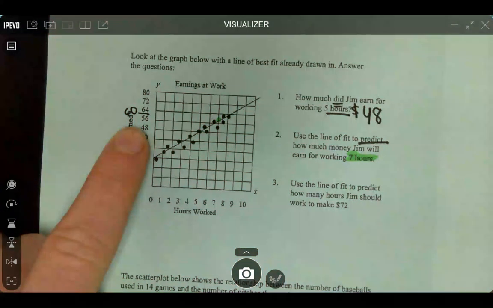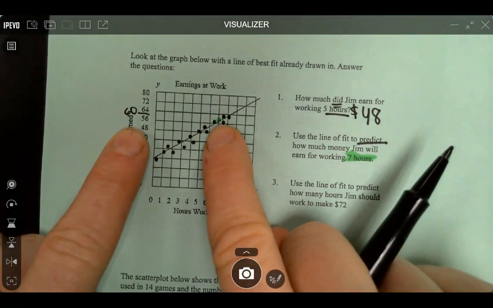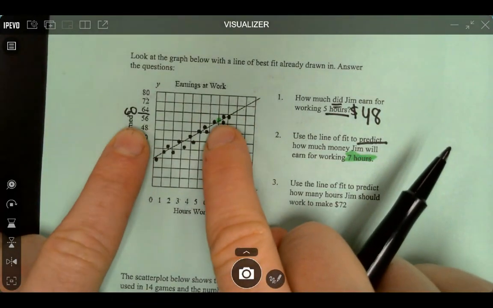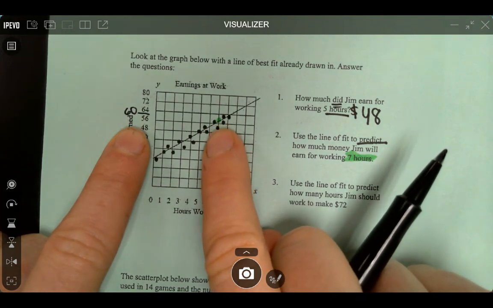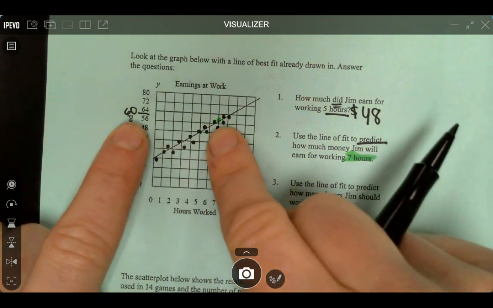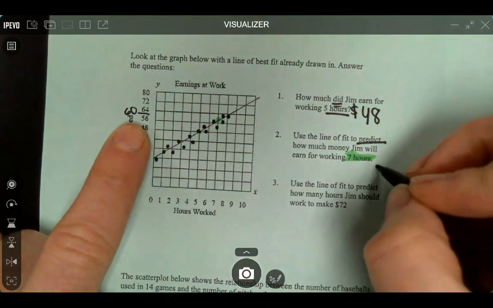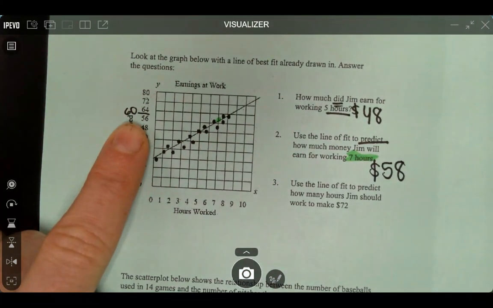would be 60. But it looks like it's a little below that. It's not quite 60, because 60 would be exactly half. So it looks like halfway between 60 and 56, actually. What's halfway between 60 and 56? So $58 for 7 hours.